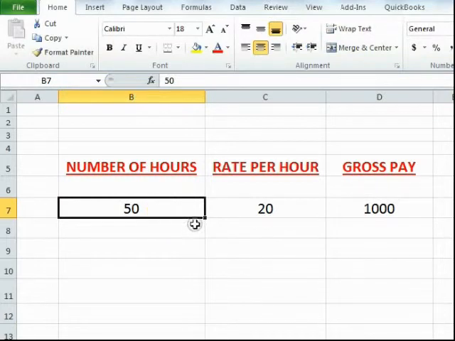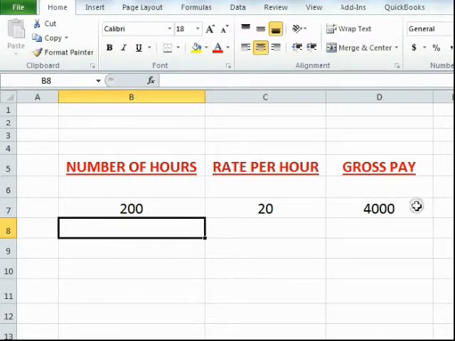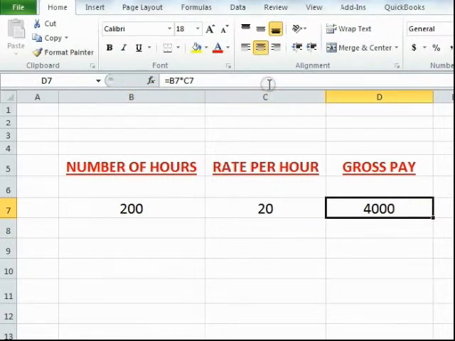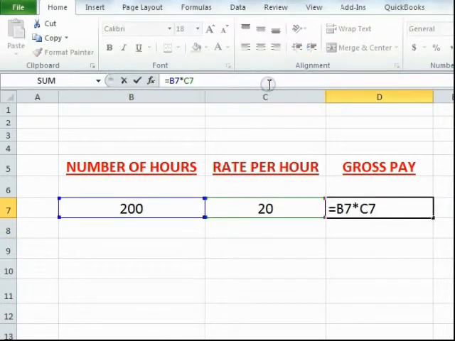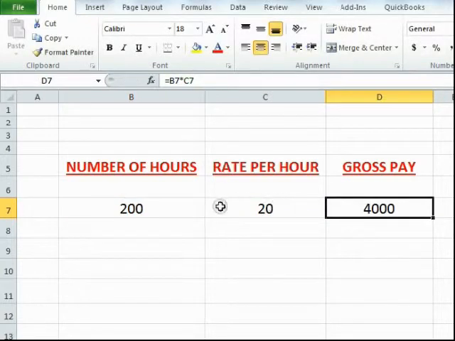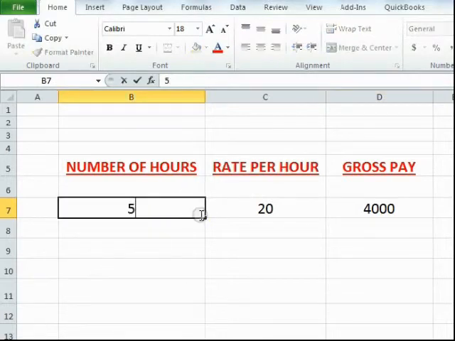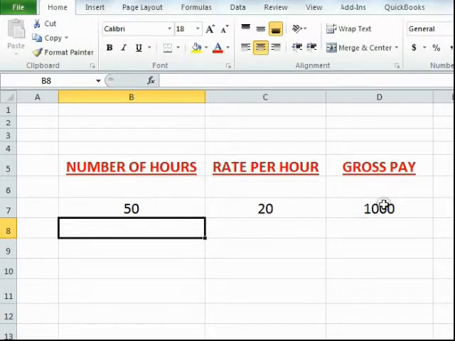I could even type in 200 and push enter. Boom! The result is automatic, because no matter what I type into B7, the computer will instantly multiply it times the content of C7, no matter what it is, to give me the answer. So if I click back here and I type back the original number and I push enter, the gross pay goes back to what it was.